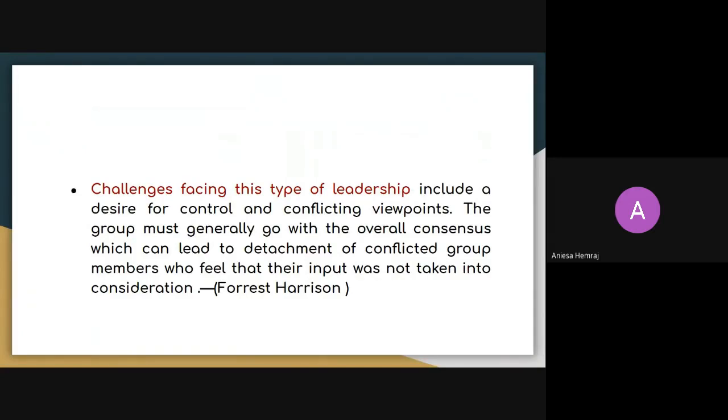Challenges facing this type of leadership include a desire for control and conflicting viewpoints. The group must generally go with an overall consensus, which can lead to detachment of conflicted group members who feel that their input was not taken into consideration. And I think everybody would have felt like this at some point in time.